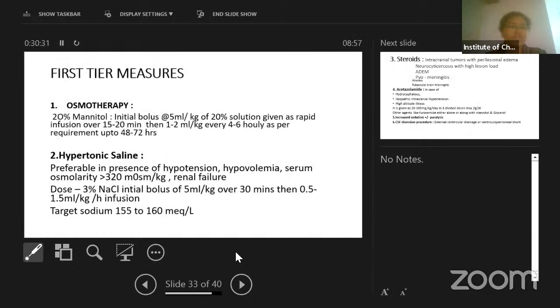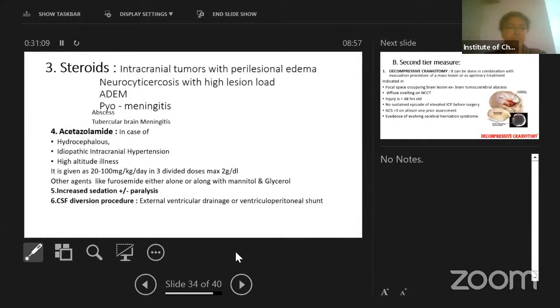Now, after the general measures, first tier measures: osmotherapy, hypertonic saline should be used. In case of osmotherapy, 20% mannitol at an initial bolus of 5 ml per kg of 20% solution, given as rapid infusion over 15 to 20 minutes, then 1 to 2 ml per kg every 4 hourly as per requirement up to 48 to 72 hours. But hypertonic saline is preferred in case of hypotension, hypovolemia, serum osmolarity more than 320 milliosmol per kg, and in case of renal failure.